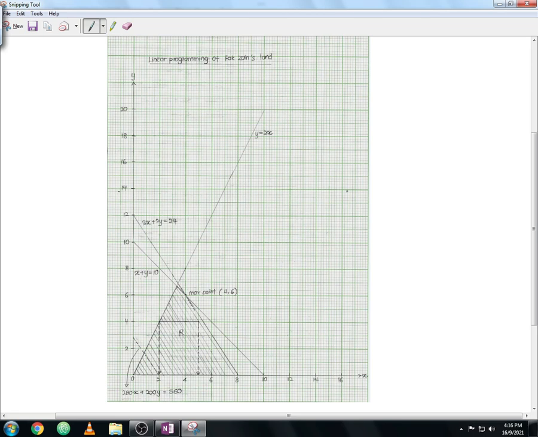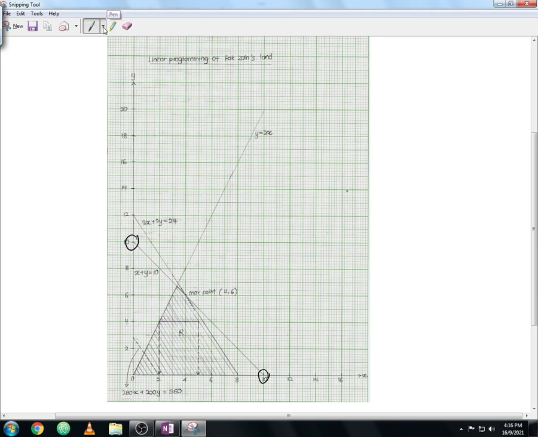Let us begin with x plus y equals 10. To plot this straight line is very simple. You just use the intercepts, the 2 points. This is your y-intercept: when x equals 0, y equals 10. This is your first point. The same for the x-intercept: when y equals 0, x is 10. So with these 2 points, you make a straight line.